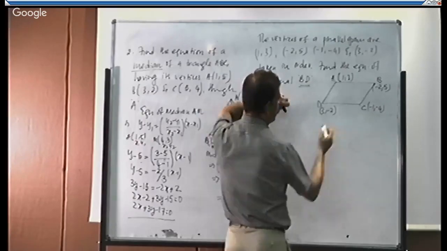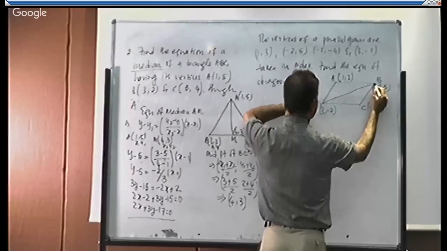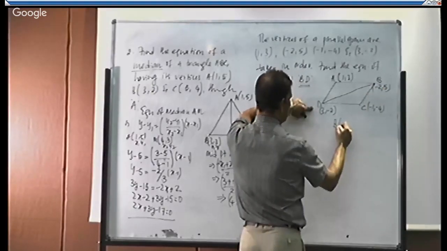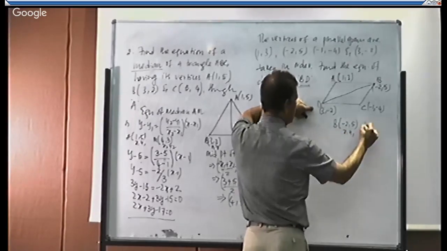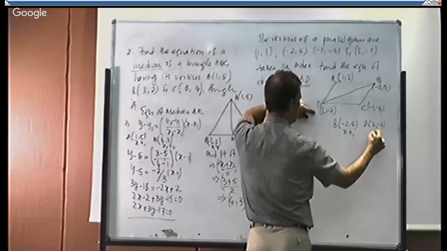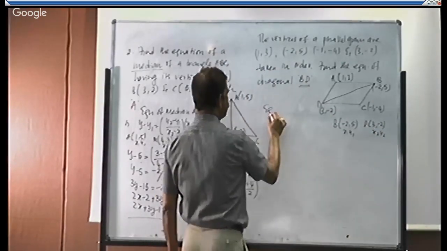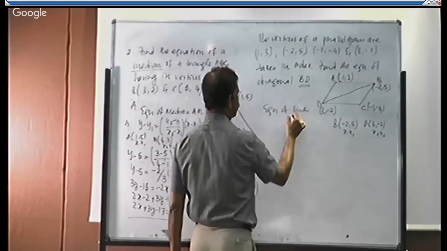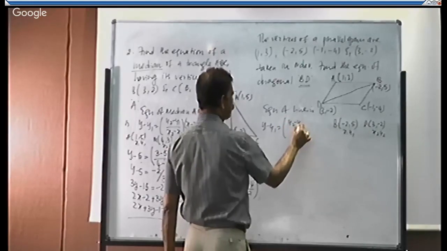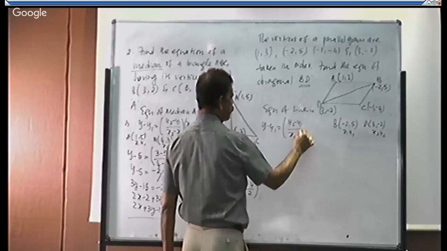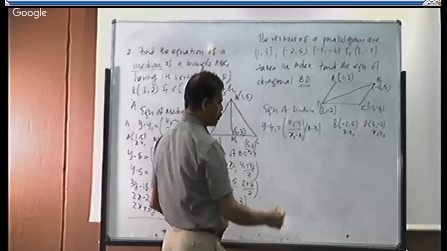Diagonal is what? BD, which is B. This is B. This is D. This diagonal, whose equation is to be required. So B is (-2, 5). Take them as x1, y1. D, whose coordinates are (3, -2), x2, y2. Use the equation of the line: y minus y1 is equal to y2 minus y1 by x2 minus x1 into x minus x1. Substitute the values.